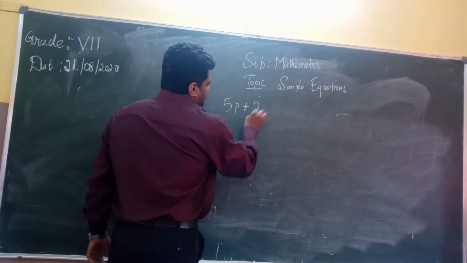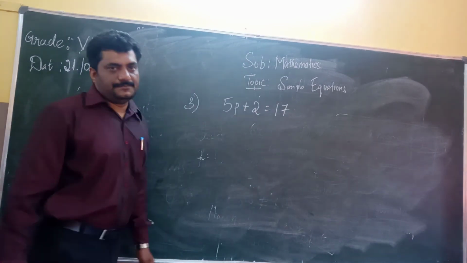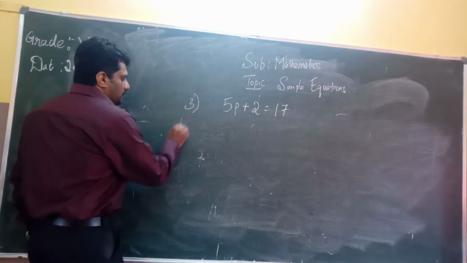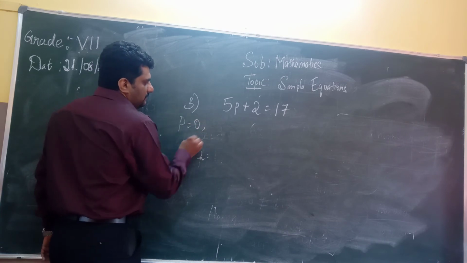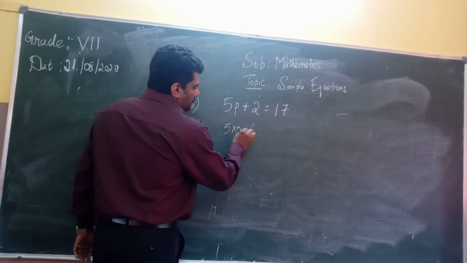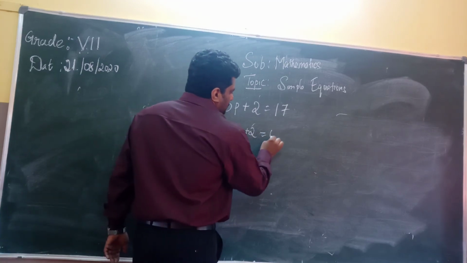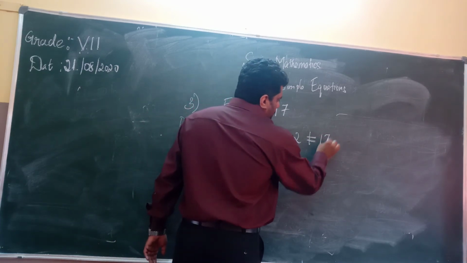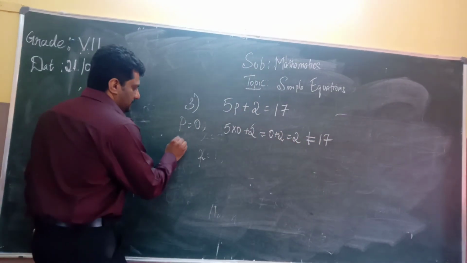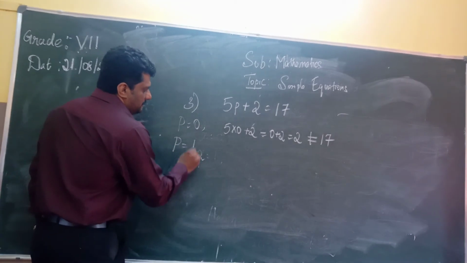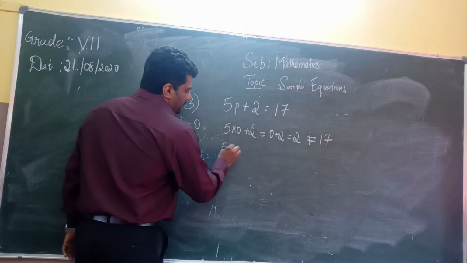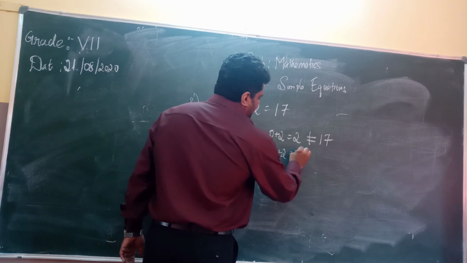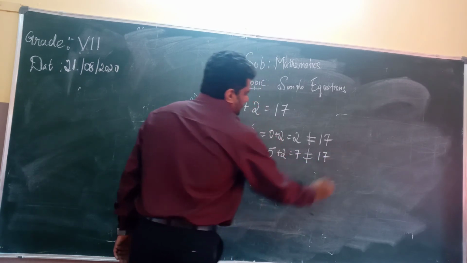Find p: 5p plus 2 is equal to 17. Now here, instead of x and y, they have given p. Let's start with 0. p is equal to 0. 5 into 0 plus 2, which gives you 0 plus 2, which is 2, is not equal to 17. Second value, p is equal to 1. 5 into 1 plus 2, which is 5 plus 2, which is 7, is not equal to 17.